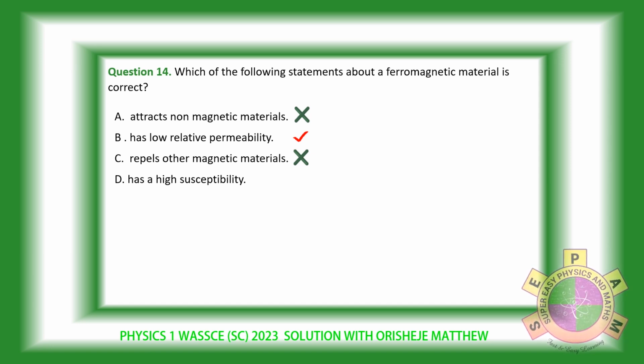It has high susceptibility. It doesn't have high susceptibility. Now, susceptibility is the ease with which a material can be easily polarized or ionized. So the actual answer to this question is B.